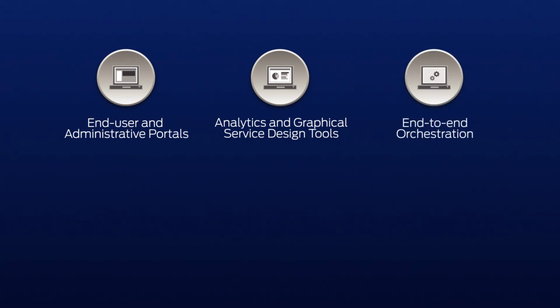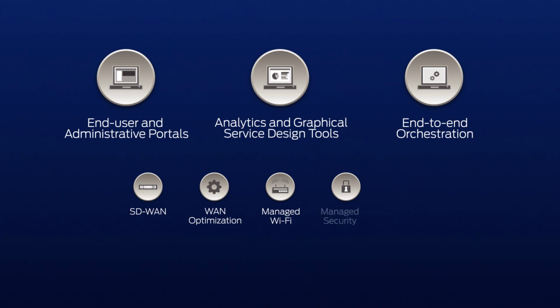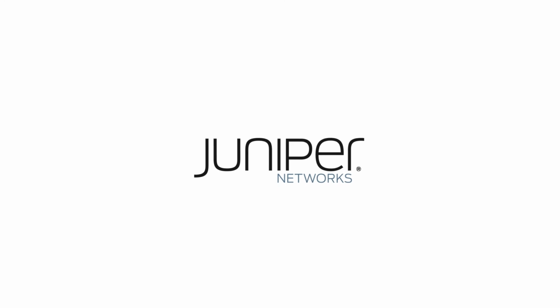You can easily add services to your portfolio, such as SD-WAN, WAN optimization, managed Wi-Fi, managed security, and managed router. With Juniper's Cloud CPE overlay architecture, these services ride on top of your existing carrier Ethernet infrastructure, enabling you to reach off-net customers faster than ever before. It's time to unlock the value of the Third Network.